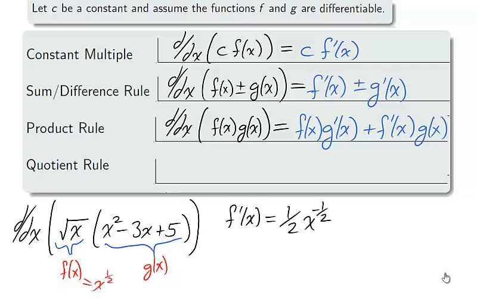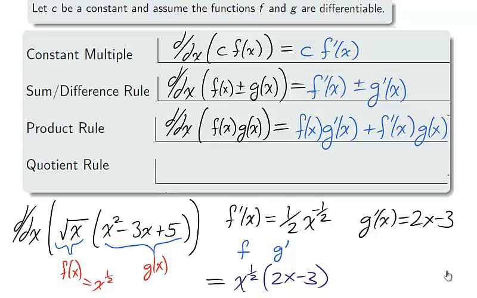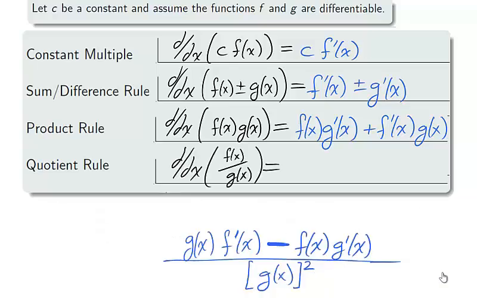By writing the square root as x to the 1/2, we can use the power rule to find the derivative of f. We can take the derivative of g using the sum and difference and the constant multiple rule, and we calculate our derivative as f times g prime plus f prime times g. So if we combine the individual pieces, f, g, and their derivatives, the product rule could be quite easy to use. Our final rule for this video, the quotient rule, is even more complicated than the product rule.